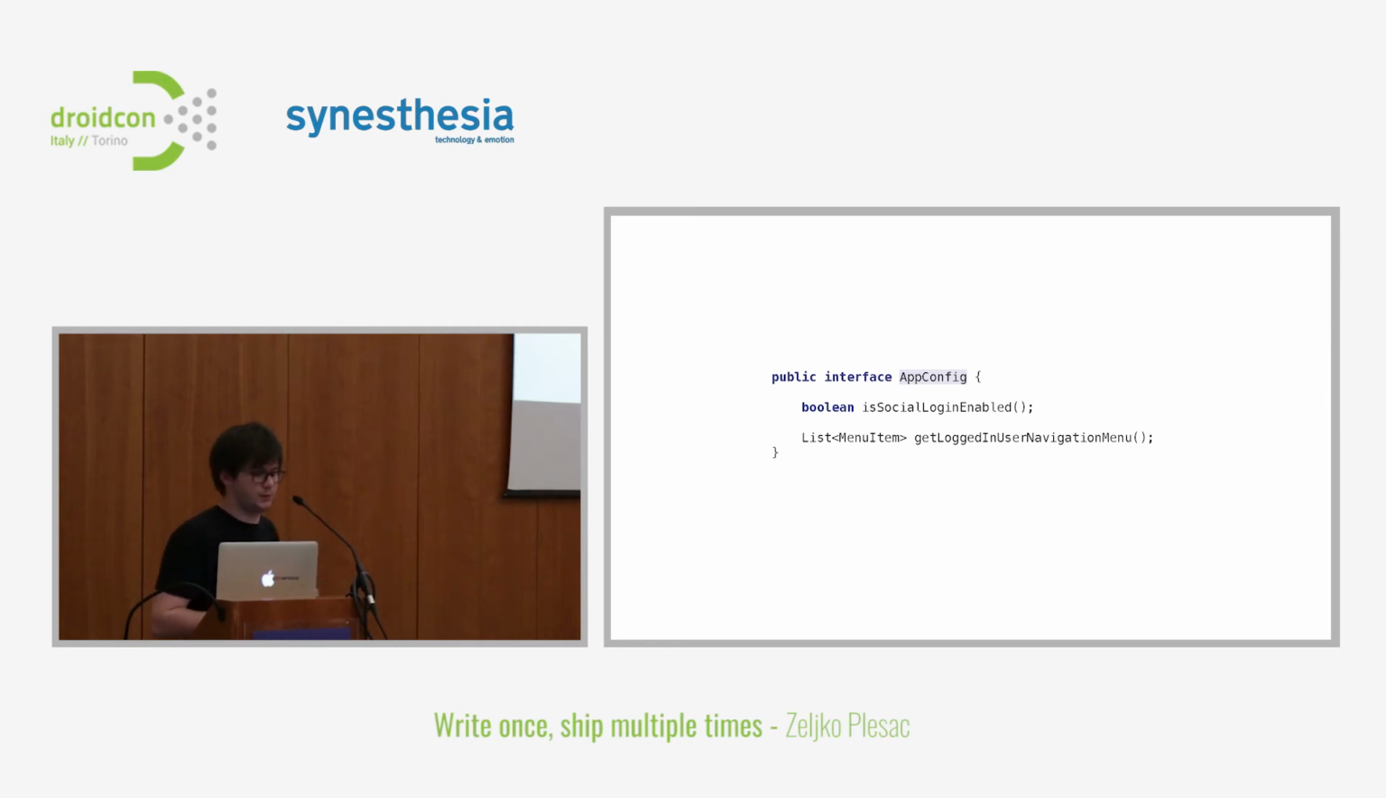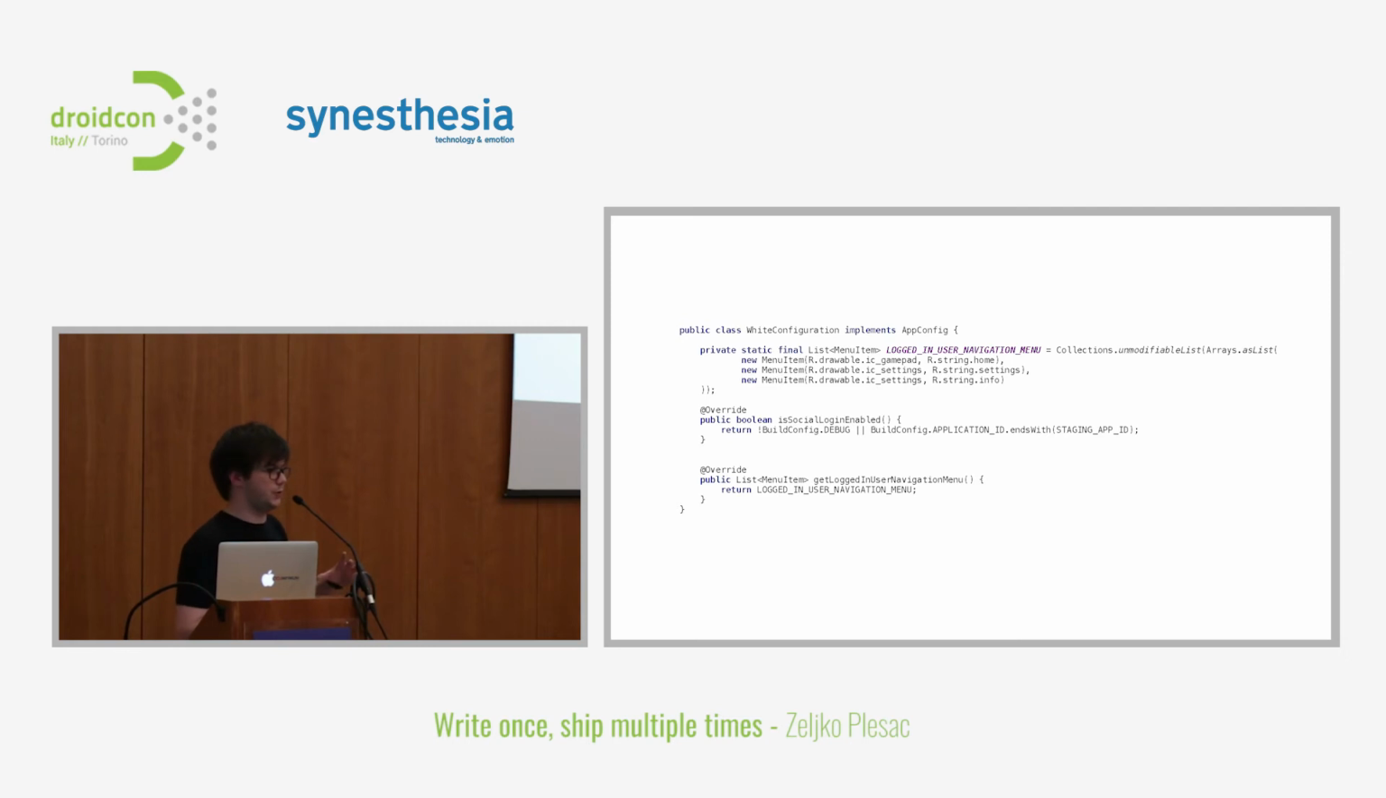And then we simply provide the implementation of this configuration in each of our products. So basically, we define that our white application will have one implementation, so it will have its own set of menu items, and social login will be enabled if this flag is set to true. For blue configuration, we can return something else. For red configuration, we can return something third.